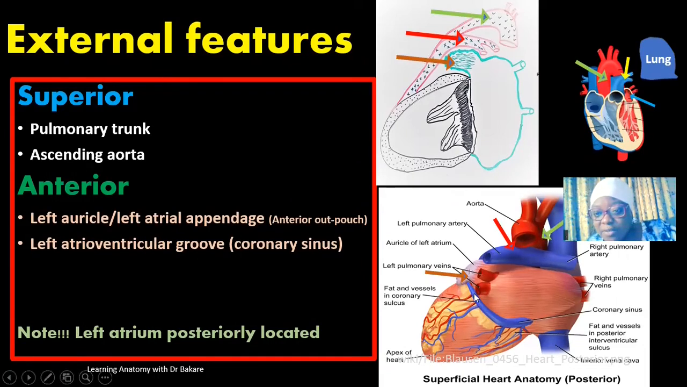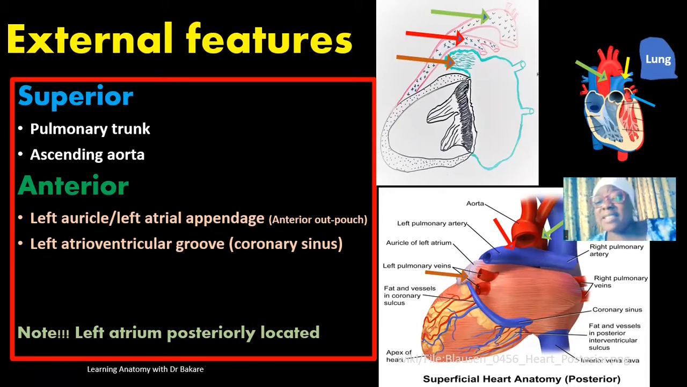And this is the groove here. We also have this groove created on the right side between the right atrium and the right ventricle, which is called the right atrioventricular groove. In that groove, when we did our lecture on the right atrium, we said the groove allows for the passage of the right coronary artery, while the groove that is created on the left side, called the left atrioventricular groove, between the left atrium and the left ventricle, allows for the passage of the coronary sinus.